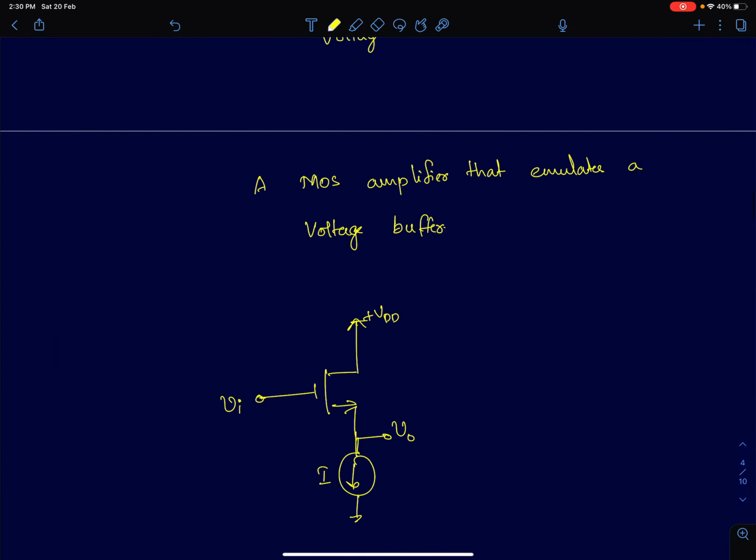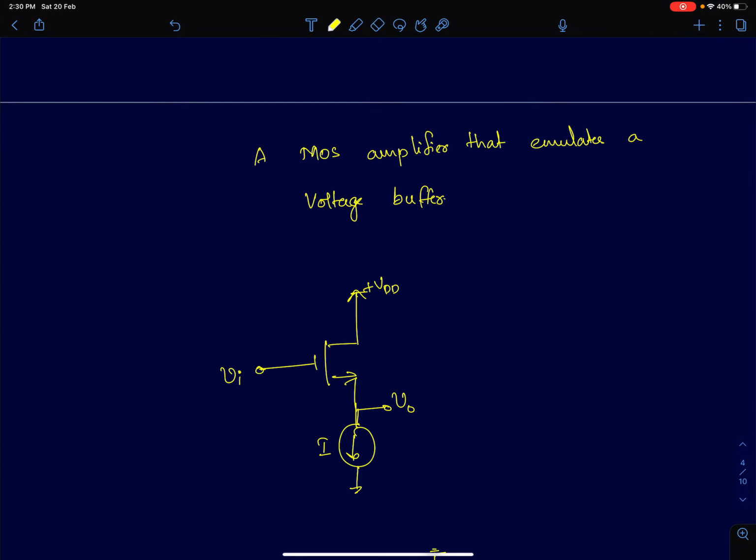And here is a common drain configuration shown here. So in a common drain configuration, again, as I have said, you see where the input is, where the output is, and the third terminal happens to be the common terminal. So in this example, the drain terminal is the common terminal. Again, when I started discussing common source, I said there are three terminals in a MOS device.